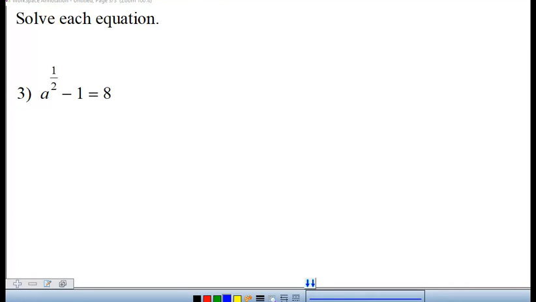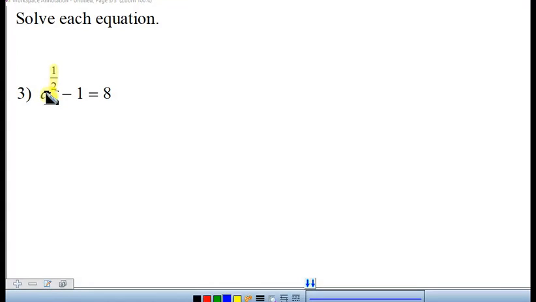All right, number 3 gives us an example of a problem that doesn't have any parentheses. Our two previous problems both had parentheses in them. This time, again, I'm identifying where the radical is, this 1/2. What is it actually touching? It's only touching the a. So this is my radical.